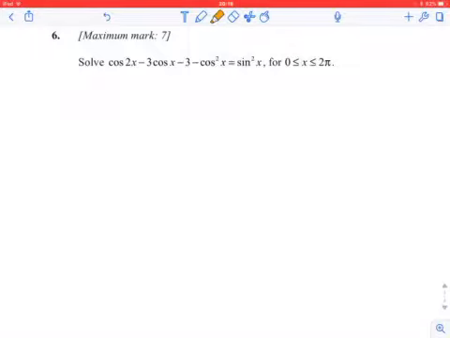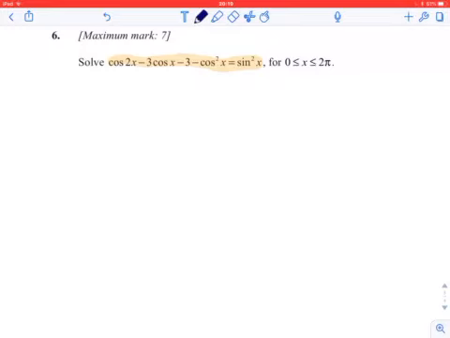Knowing how much you all love trigonometry and love solving trigonometric equations, I thought it might be a great time for us to look at solving this beautiful trigonometric equation. So a lot of terms, a lot of stuff to keep track of. Let's get right into it.